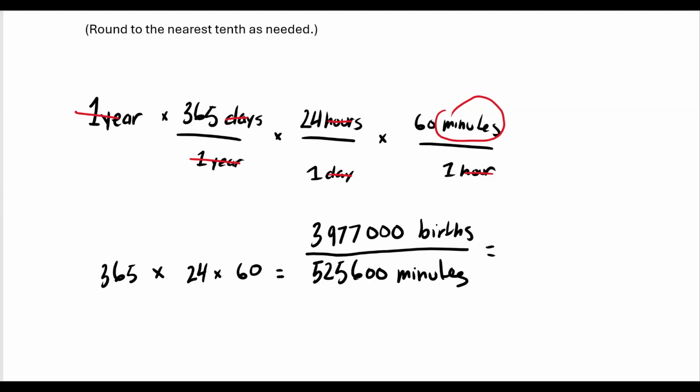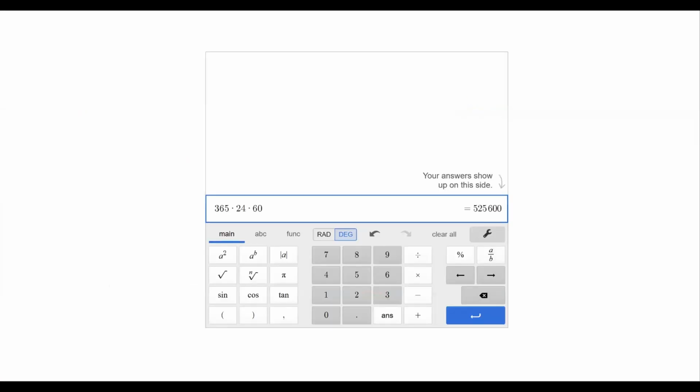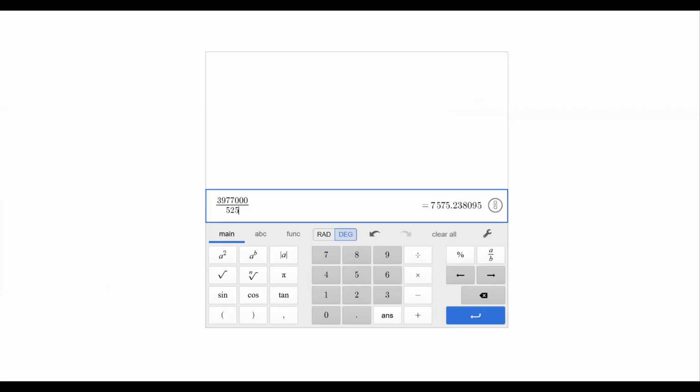Let's put that into a calculator. If you like, you can do it long division, but there's no need for that. You can certainly use your calculator. So 3,977,000. Yep. Divided by 525,600. And we end up with 7.56. Let's write that down.